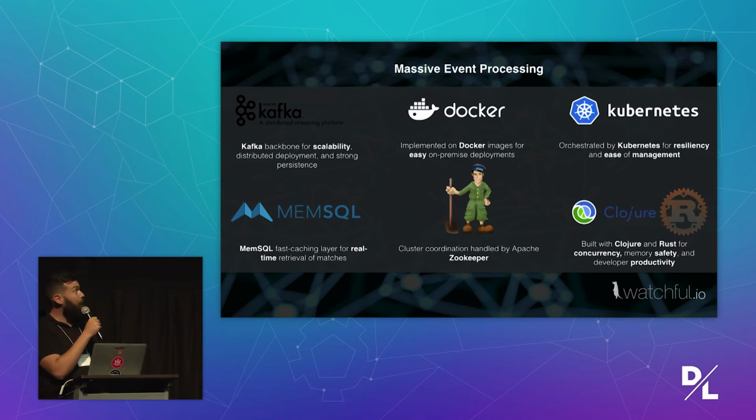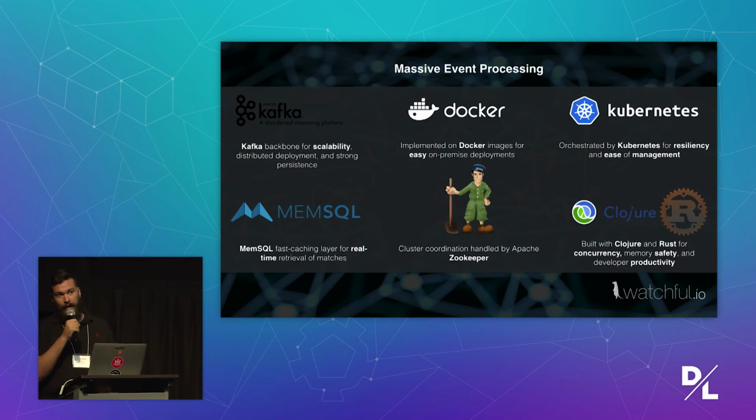memSQL, as I mentioned earlier, is our fast caching layer. My favorite part about all this is I learned what the Apache Zookeeper logo was. That is actually what I assume to be a zookeeper with a shovel. I think he shovels shit, but go Apache, please change your logo.